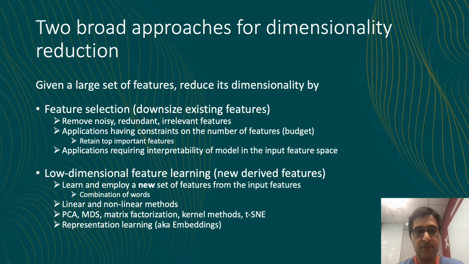The other set of methods of carrying this out is by reducing the dimension of your feature set into a low dimensional feature which you learn as a combination of the existing features, right? So this could be carried out by combining the words together, for example, in our text-based prediction problem. And these could be linear or non-linear in nature. So the linear models typically are principal component analysis, multidimensional scaling, matrix factorization, t-SNE. These are the models that we will talk about today.